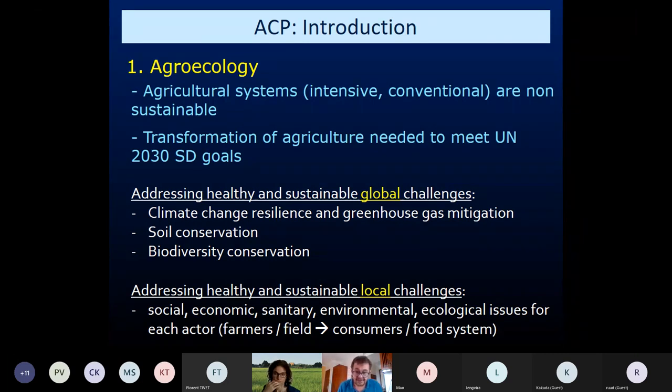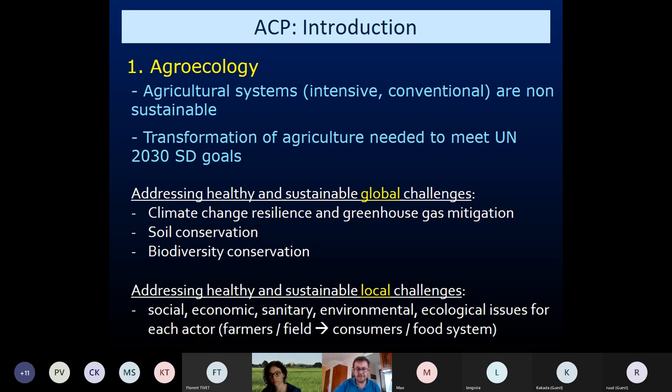But agroecology has to address two kinds of challenges. Global challenges, of course, such as erosion of biodiversity, such as decrease in the health of the soils everywhere in the world. For example, the climate changes and so on. But also, agroecology is addressing local challenges for local actors. I mean, from farmers to consumers, via policymakers, via advisors, via scientists, and so on. And so it's from the field to the food system, and agroecology has to meet, to face, to tackle these two kinds of challenges.